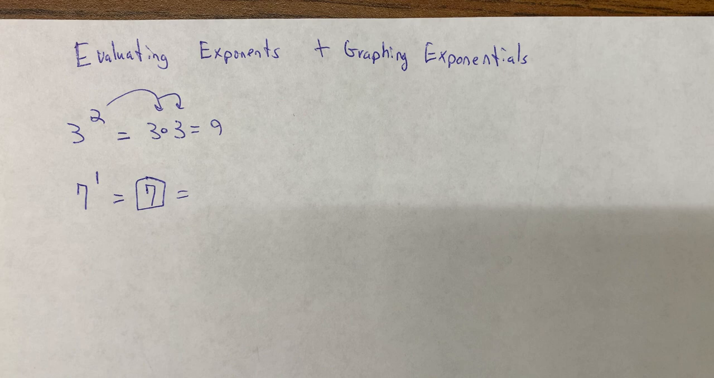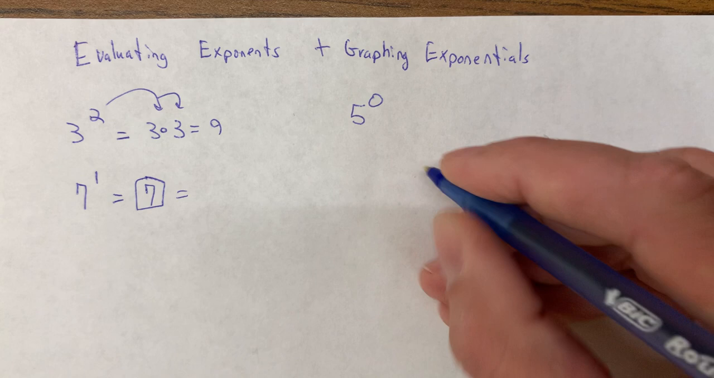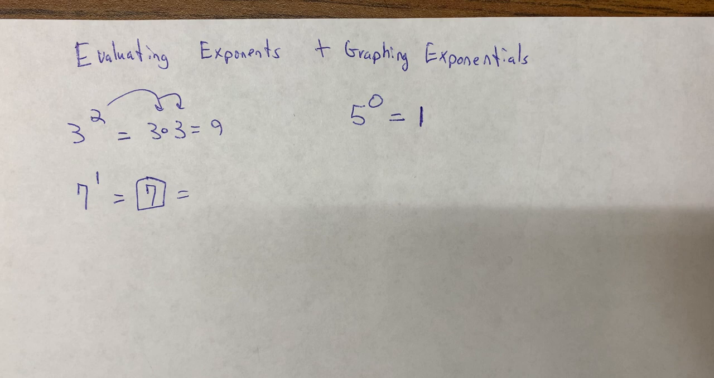What about 5 to the 0 power? Hopefully we all know that anything to the 0 power is 1. That's an important one that sometimes people miss. Sometimes people will say 5 to the 0 is 0, but that's not correct. 5 to the 0 is 1.